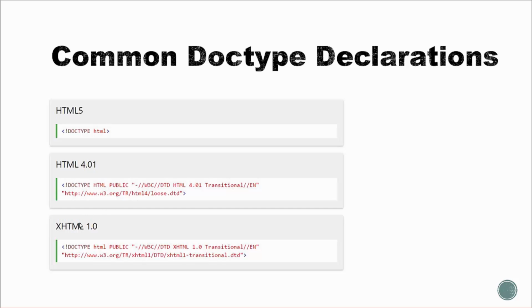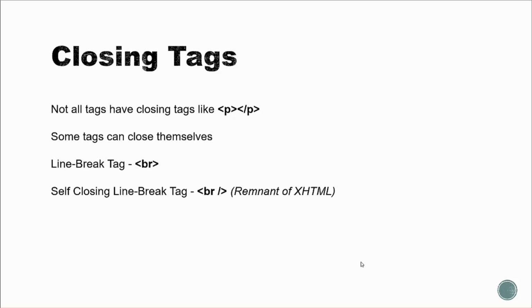And then we also have XHTML, which stands for Extensible Hypertext Markup Language, and this is part of the XML markup family. All right, so XHTML is much more strict than HTML5. All right, and you can also specify transitional or strict. So closing tags, not all tags have closing tags. So if we look at paragraph, that does. It has an open tag and a closing tag. Now some tags can close themselves, such as a line break. So in this example, you can see we just have one BR.